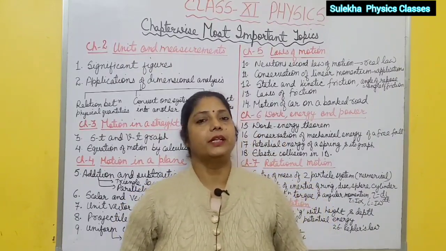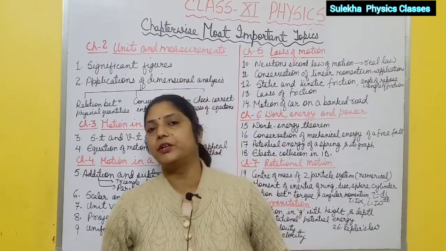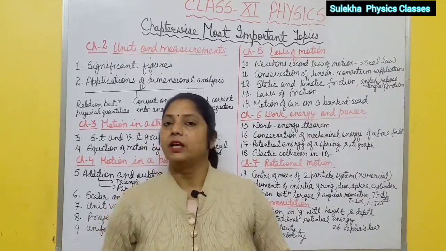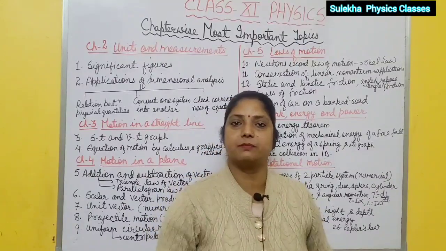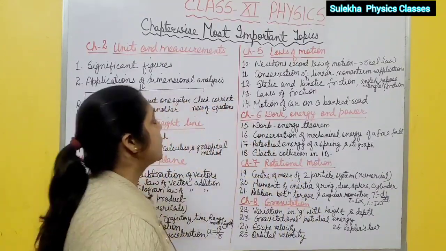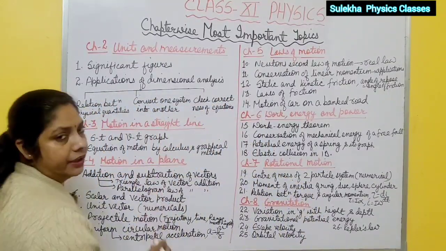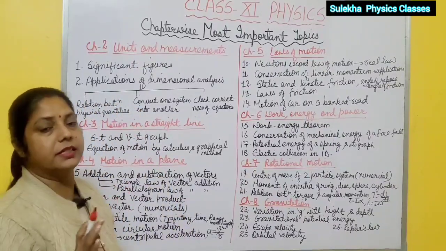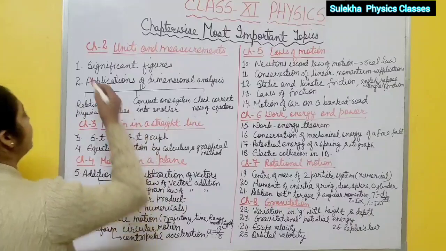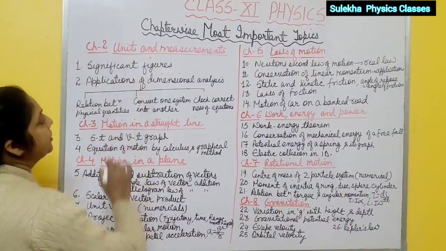Today I am going to discuss chapter wise most important topics of class 11th physics. In class 11 there are two parts, part 1 and part 2. First I will discuss part 1, after that part 2. So in part 1 there are 8 chapters, chapter 1 to chapter 8, but chapter 1 physical world is not related for this year. Now starting from chapter 2 is units and measurement.